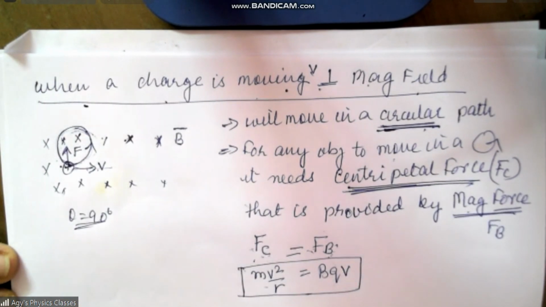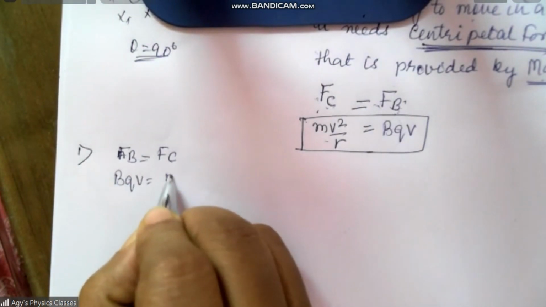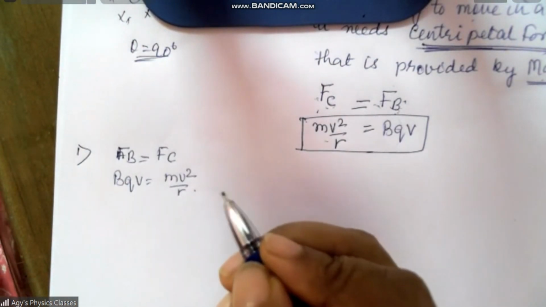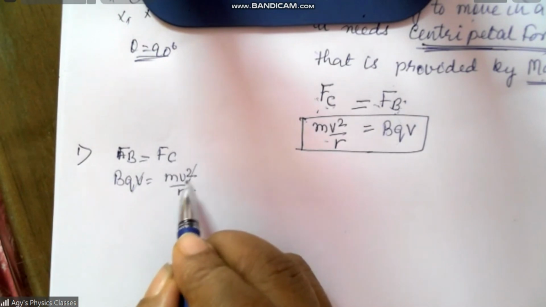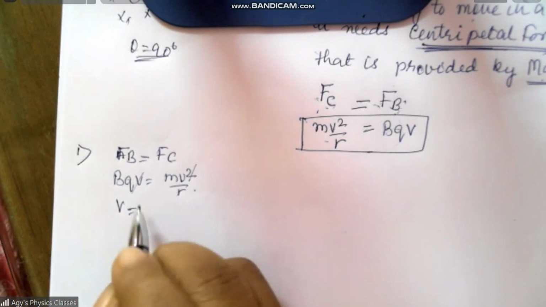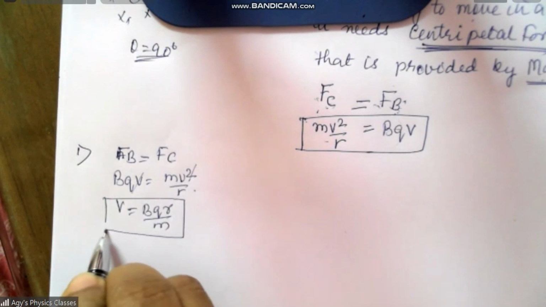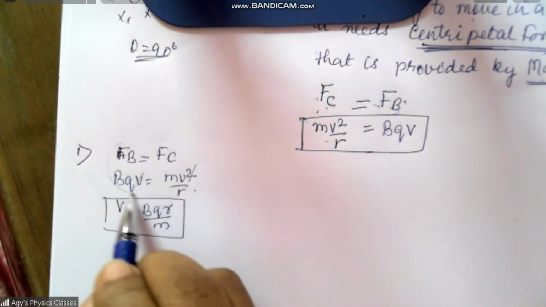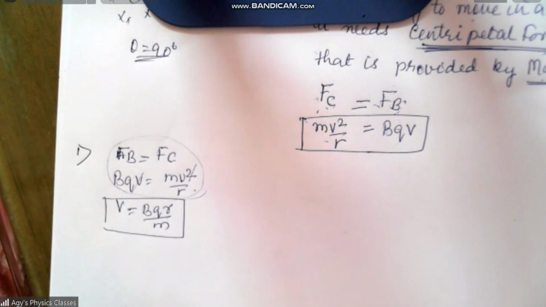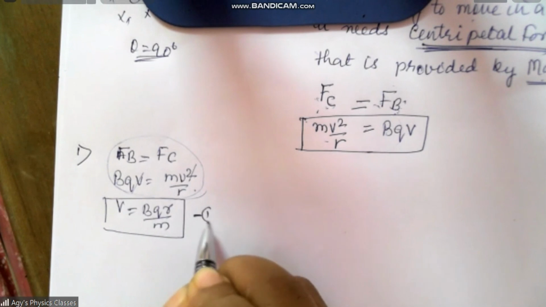So from this, Fb is equal to Fc. BQV is equal to mv square by r. V and V cancel. Therefore, V is equal to BQR by M. No need to memorize this, only memorize the equation. Then you cancel and rearrange. This is equation number 1.